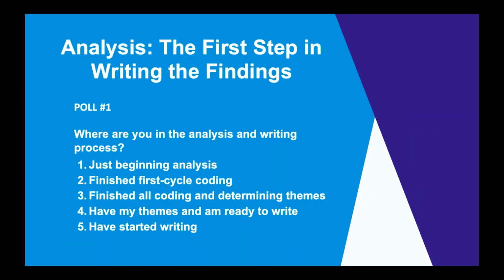Okay, so before we get started here, let's go with our first poll. Where are you in the analysis and writing process? Are you just beginning? Have you finished your first cycle coding? Have you finished all your coding and are ready to determine themes, or you have your themes and you're ready to write, or you already have started writing? And if you haven't begun the analysis process at all, just put number 1 and we'll go with that. And I'll mention some things that you can be thinking about if you've not yet collected data.